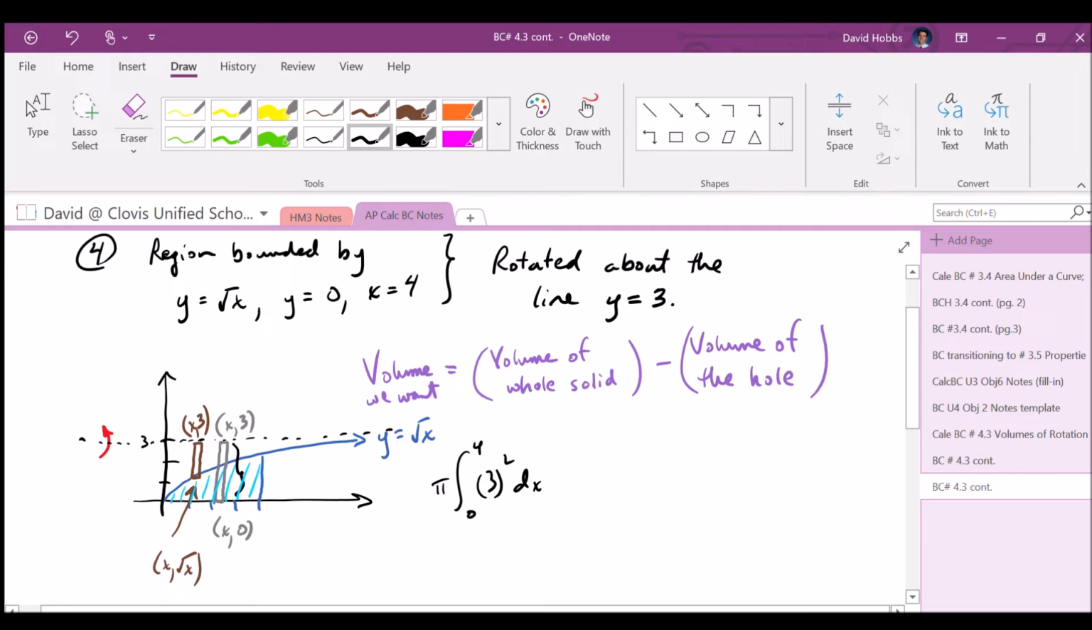Now, we're going to come through and subtract out the volume of the hole that we're drilling out here. And so that's the smaller radius that's representing the part that we're drilling out. And so its volume is going to be pi r squared. Now that radius is top minus bottom, 3 minus root x.